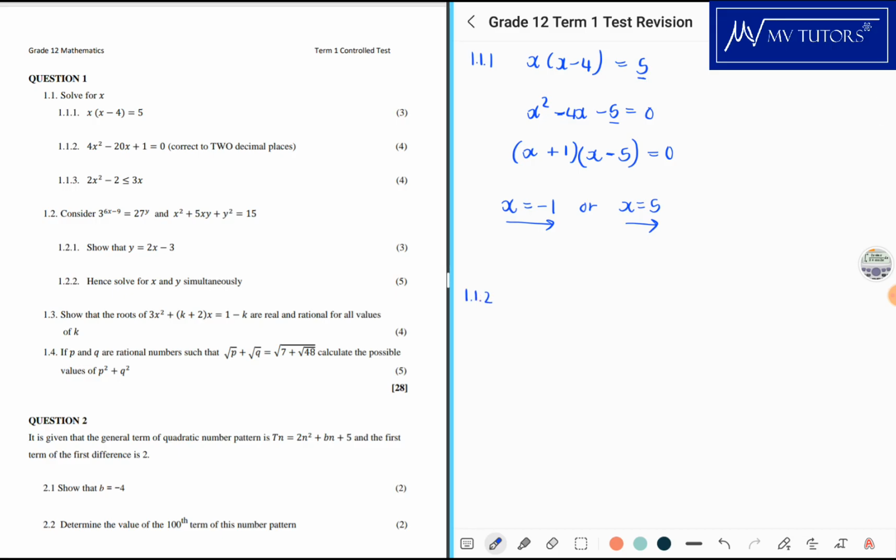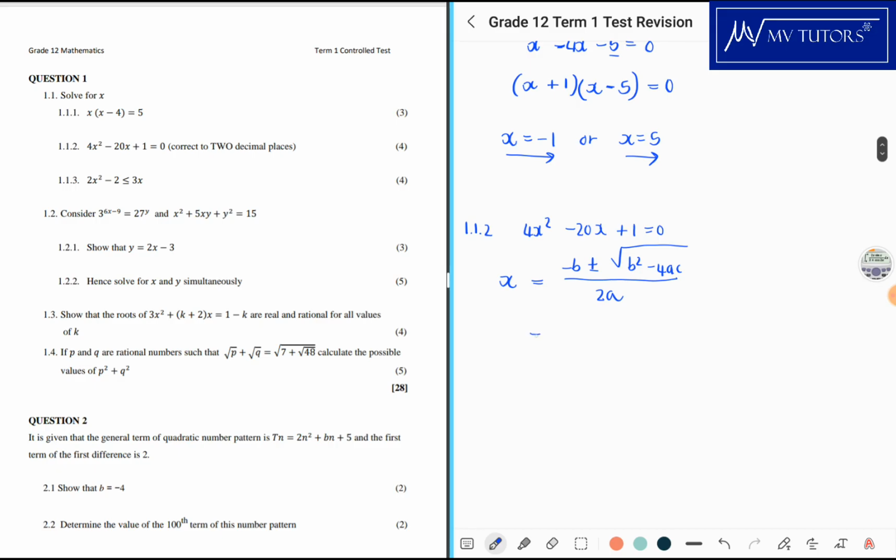Alright, 1.1.2, so we have 4x squared minus 20x plus 1 is equal to 0. Now, as soon as they say correct to 2 decimal places, you know that the normal factorizing will not work. So please, in this case, use your quadratic formula. I think it's given in the formula sheet. So we have x is equal to minus b plus or minus the square root of b squared minus 4ac. The more you use it, the more likely you are to remember it.